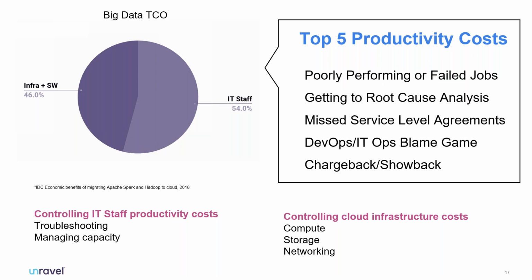And finally, chargeback, showback situations where productivity costs are increased, or you're not able to drive accountability to a certain individual or a certain department that's consuming a lot of the resources for the cluster. So those are the top 5 productivity costs that we've seen in our customer base.